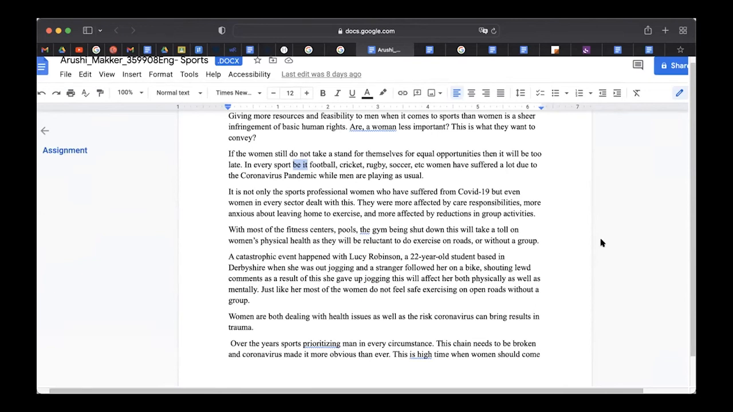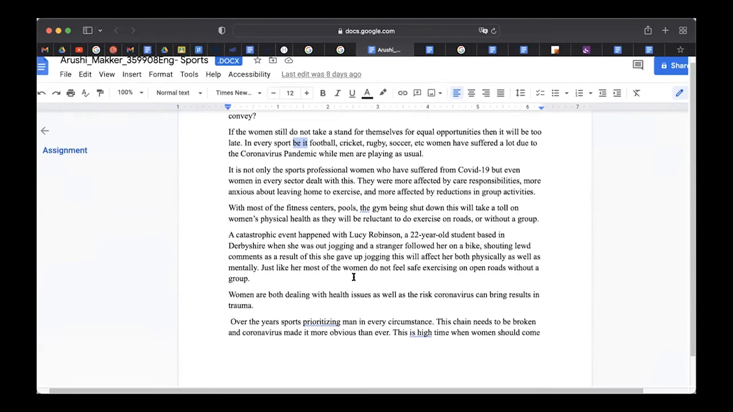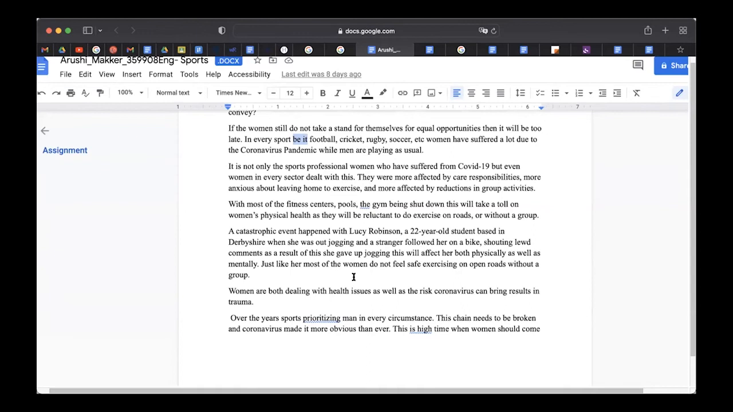Women have suffered a lot due to the coronavirus, while men are playing as usual. Again, while men have been playing as usual. It's not only the sports professional women who have suffered from COVID-19, but even women in every sector dealt with this. It's not only women playing sports. Women playing sports professionally, if you want to add the word professionally, have suffered due to, not, there's a difference between suffering from and suffering due to. Do we understand the difference between suffering from and suffering due to?